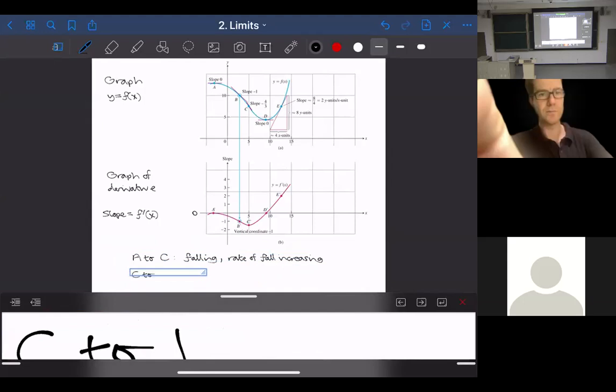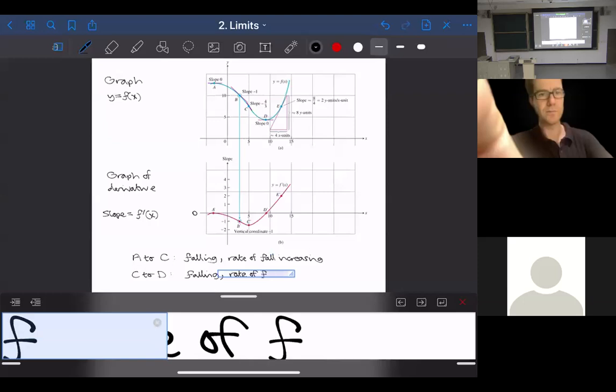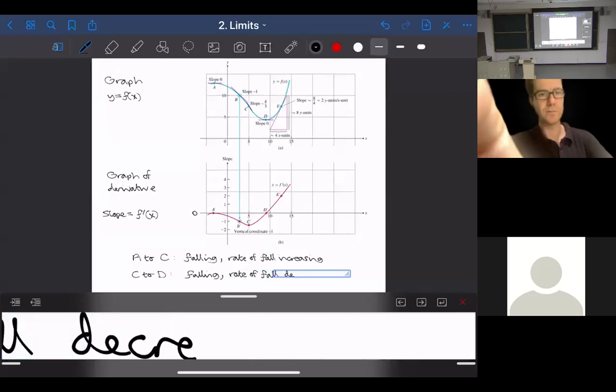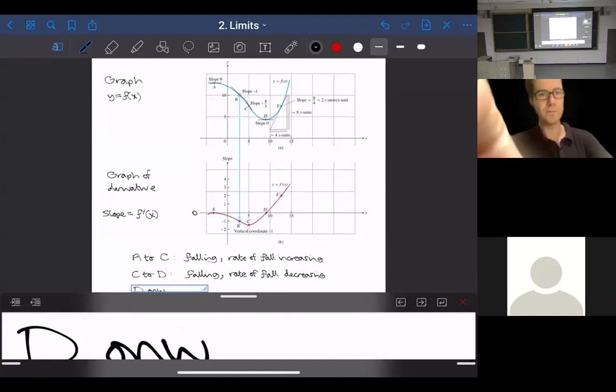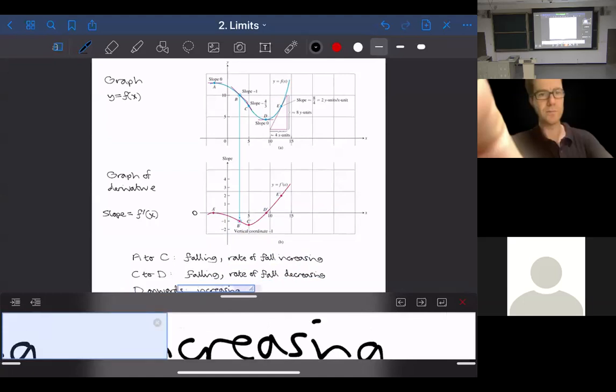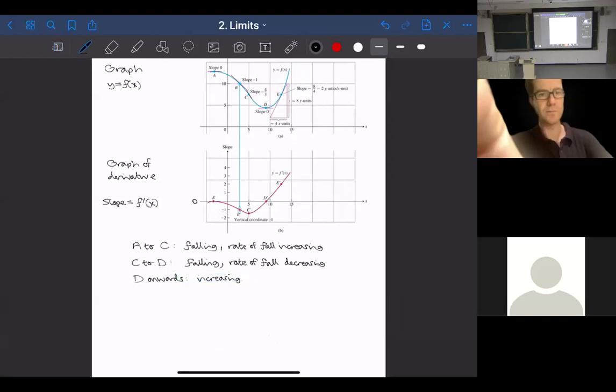And then from C to D, it's still falling, but the rate of fall is decreasing. And that's because here, in this graph, we can see that the slope is becoming less negative as we go from C to D. And from D onwards, you see it's increasing. Okay, so for this and for all sorts of science, of course, this is extremely useful.